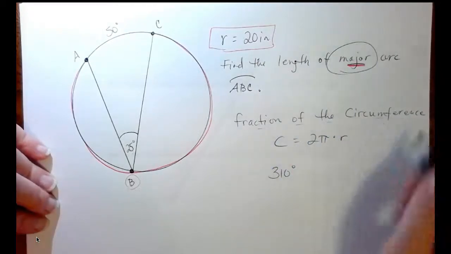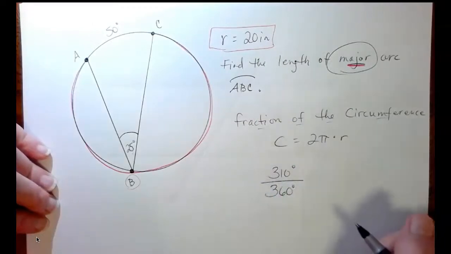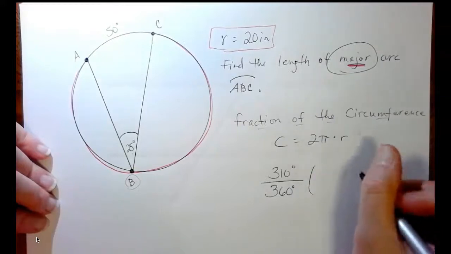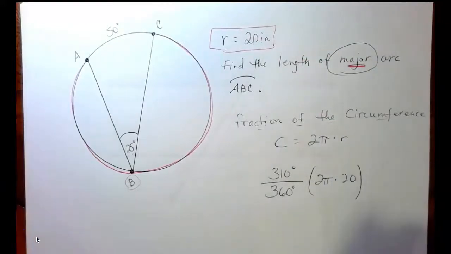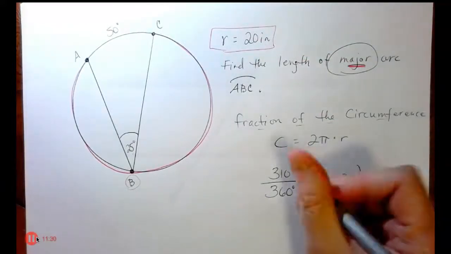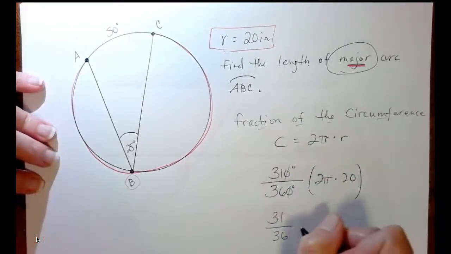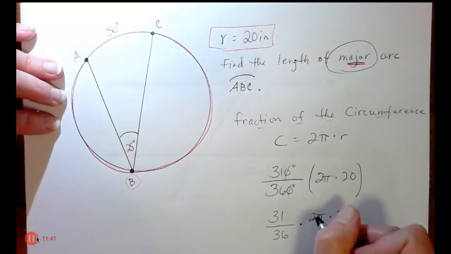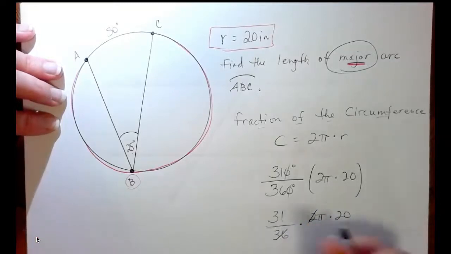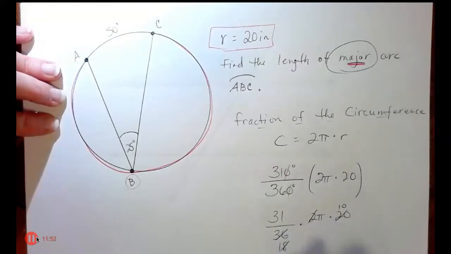If we're after a fraction of the circumference, that's going to be 310 degrees out of 360 times 2 pi r. 2 pi times r, of course, is 20. So from here we need to start by canceling those zeros. Now we've got 31 over 36 times 2 pi times 20. Let's cancel the 2 and the 36, 18 times, and then let's cancel the 20 and the 18 by taking out the 2's. 10 here and 9 here.